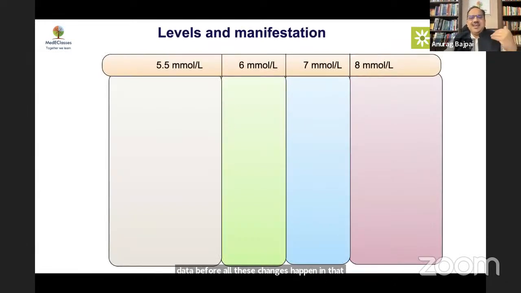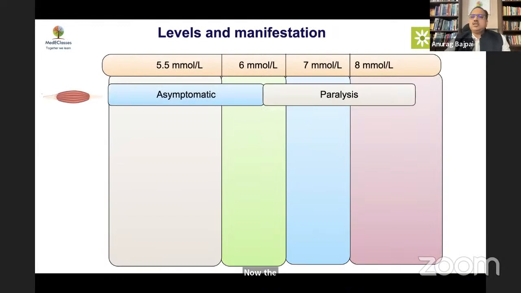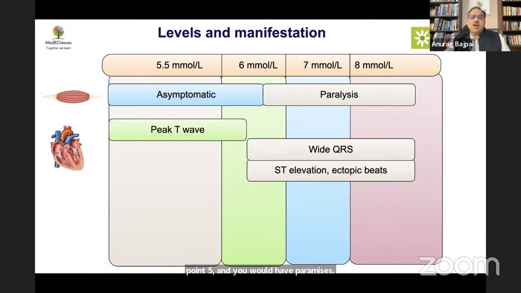Now, the levels really have an effect on manifestations. The muscular changes typically start from around 6.5 when you will have paralysis. The cardiac changes start with peaked tented T waves by around 5.5 to 6. As they progress from 6.5, we have widening of the QRS complex. You will have ectopic beats. And finally, you will have loss of P wave and a sine wave pattern. That will happen very late.